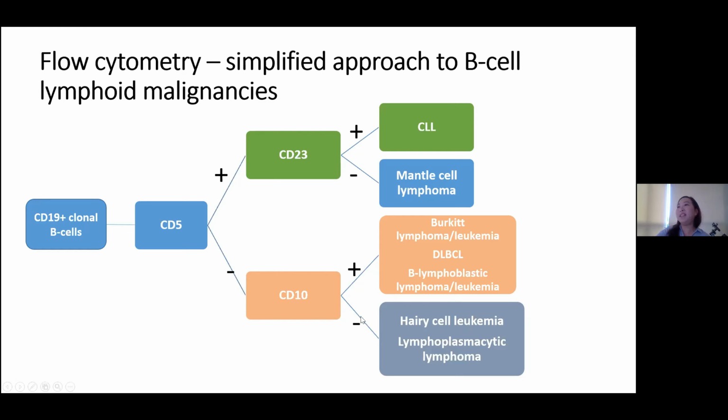And if CD10 is not expressed, then you think about everything else. In that sort of garbage can category, you think about hairy cell leukemia, lymphoplasmacytic lymphoma. I didn't put it here, but also think about marginal zone lymphoma. And hairy cell leukemia is actually associated with other flow cytometry markers like CD103, CD25, and CD11c.